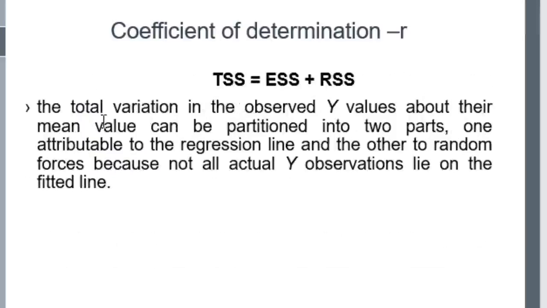Therefore, the above equation, sigma yi square equal to sigma yi cap square plus sigma ui cap square, can be written as TSS equal to ESS plus RSS. That is, the total variation in the observed y values about their mean value can be partitioned into two parts, one attributable to the regression line and the other to the random forces or the error term.